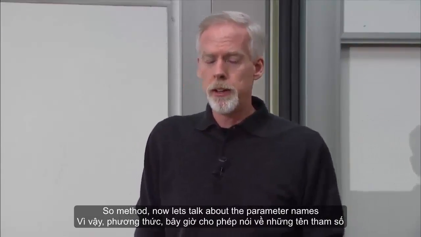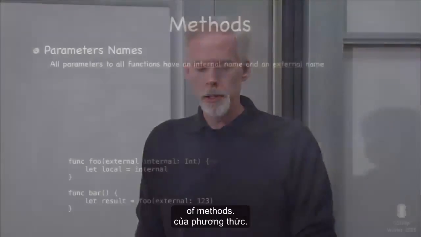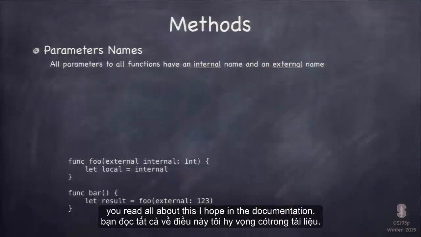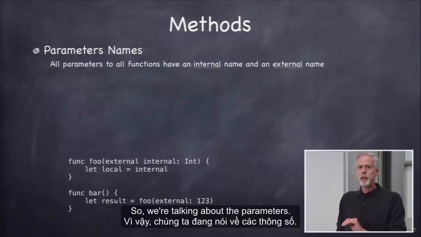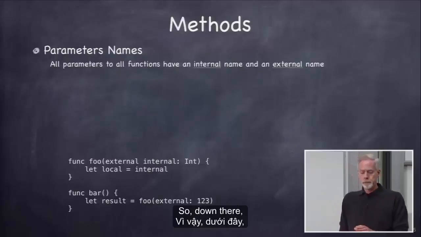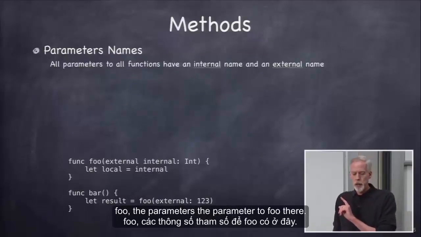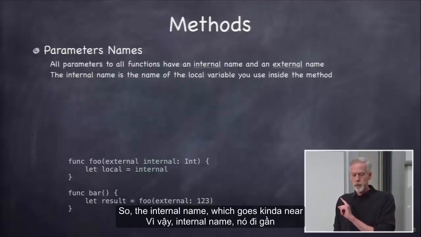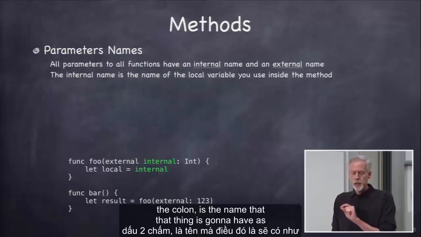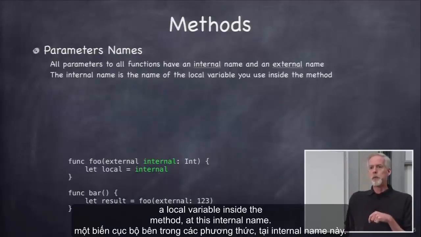So methods. Now let's talk about the parameter names of methods. This is going to be the crash course. You read all about this, I hope, in the documentation. But all parameters to functions have an internal name and an external name. So we're talking about the parameters. Down there, foo, the parameter to foo there, has an internal name and external name. The internal name, which goes near the colon, is the name that thing is going to have as a local variable inside the method.